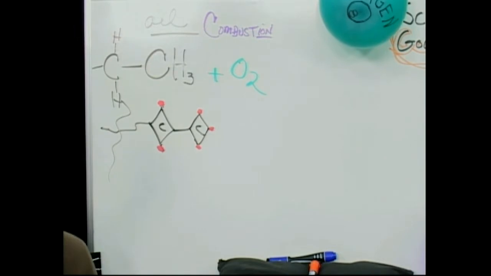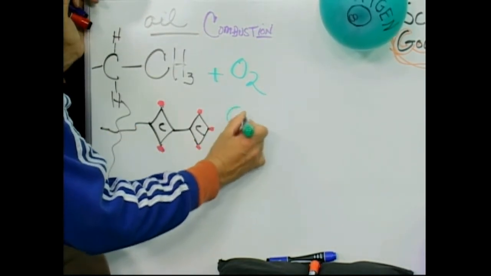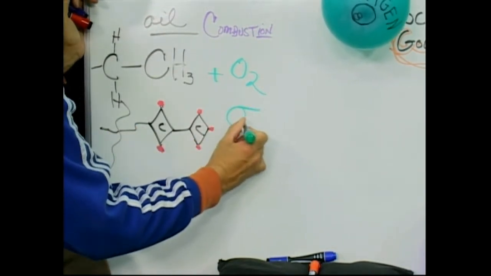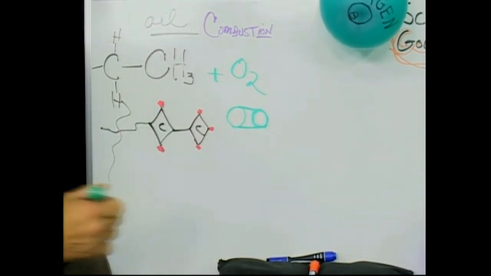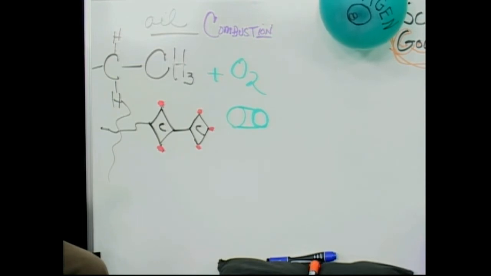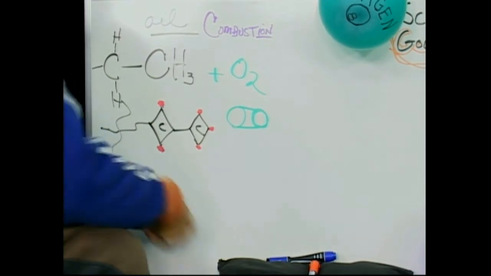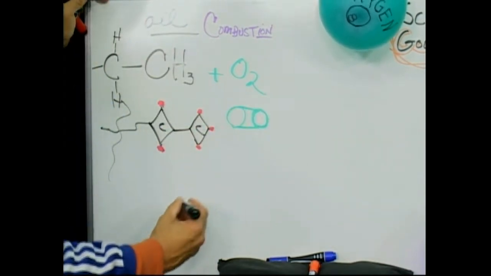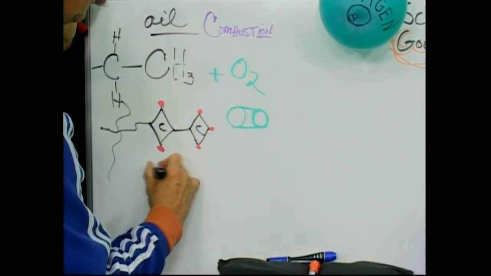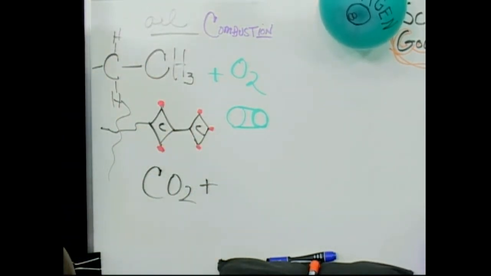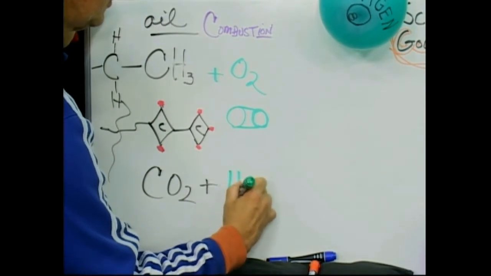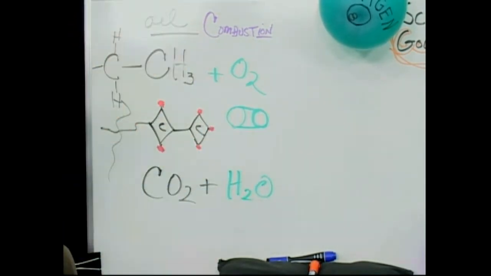Now what is our O2s? O's are our circles with 2 bonds. That's O2. Carbon with O2 goes on to make CO2 plus water, H2O. How are we going to draw that?